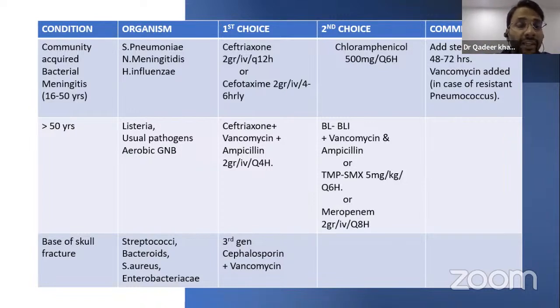In elderly patients, when deciding antibiotics, we should also consider in CNS infections Listeria and other aerobic gram-negative bacilli. In those patients, we should cover with ceftriaxone plus vancomycin plus ampicillin 2 gram IV 4th hourly. The second choice, if the patient is having a secondary or prolonged course, we should add a BL-BLA combination along with vancomycin or trimethoprim sulfamethoxazole 5 mg per kg Q6 hourly. And in severe cases, we should also consider starting a carbapenem group of antibiotics.